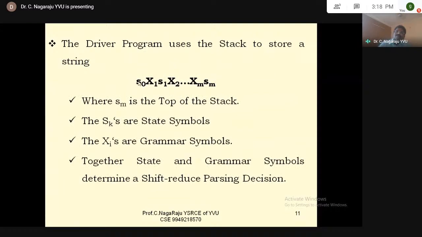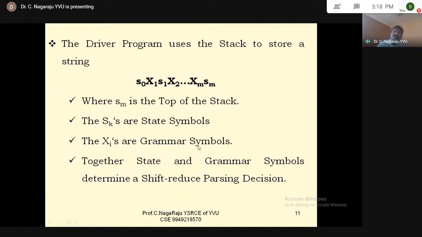Suppose the stack starts with S0, S1, S2, and so on. These are the states, and the non-terminal symbols are states. So Sm is always on the top of the stack. Here Sm is the top of the stack, and the Si are state symbols. Later I will explain the state symbols, because the state symbols are derived from the parse table.